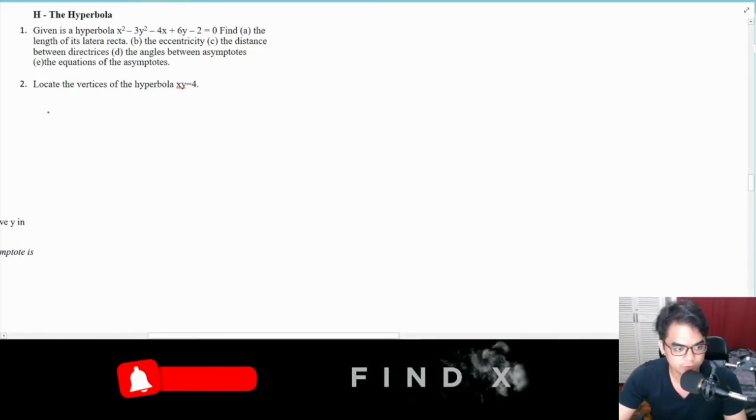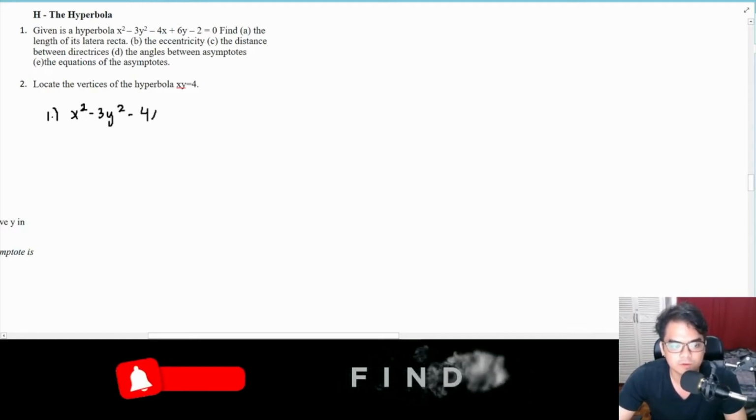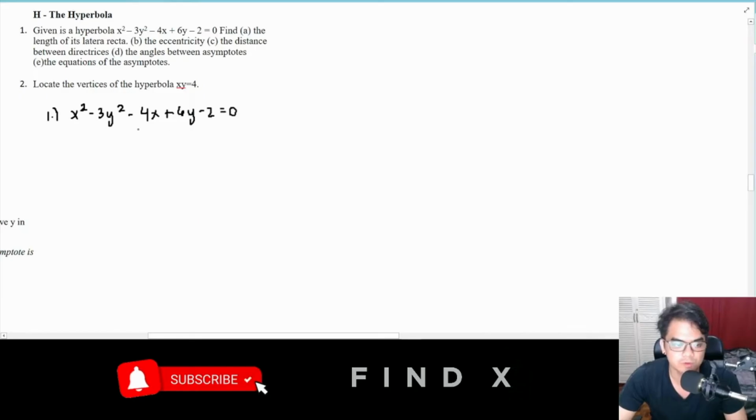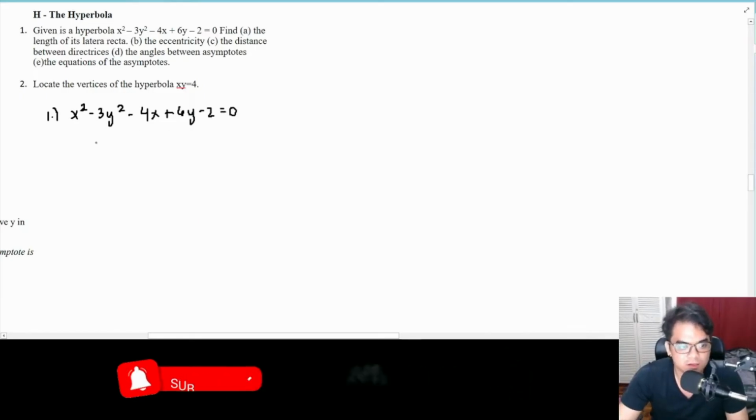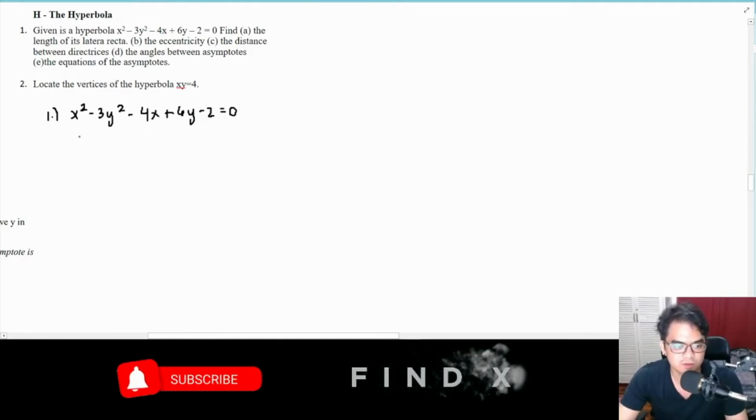Okay, so for number one, we are given a conic: x squared minus 3y squared minus 4x plus 6y minus 2 equal to 0. Find the length of its latera recta. Again, we have to reduce this into its standard form.